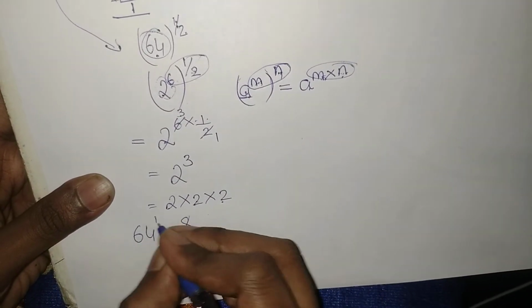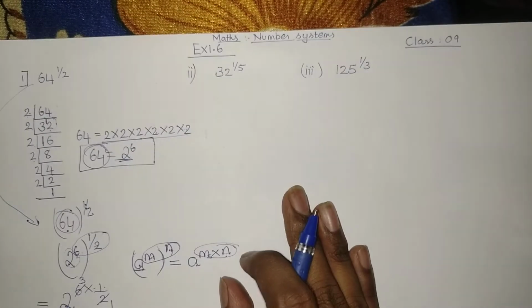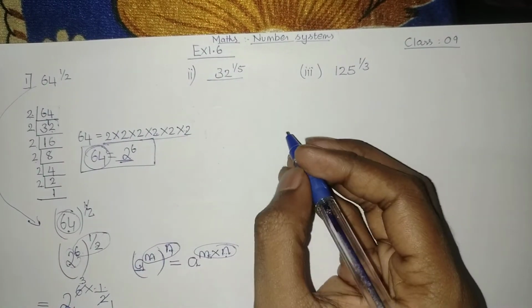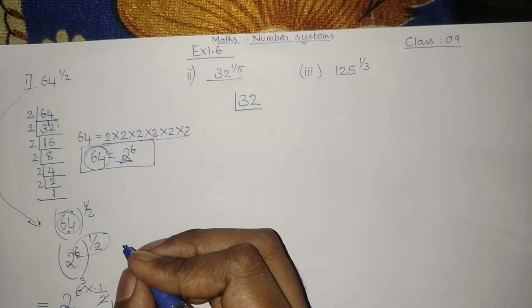So 64 power 1 by 2 is nothing but 8. Easy, right? So let me do this second one also. 32 power 1 by 5. Same step. Take the base and find the factors using the prime factorization method.